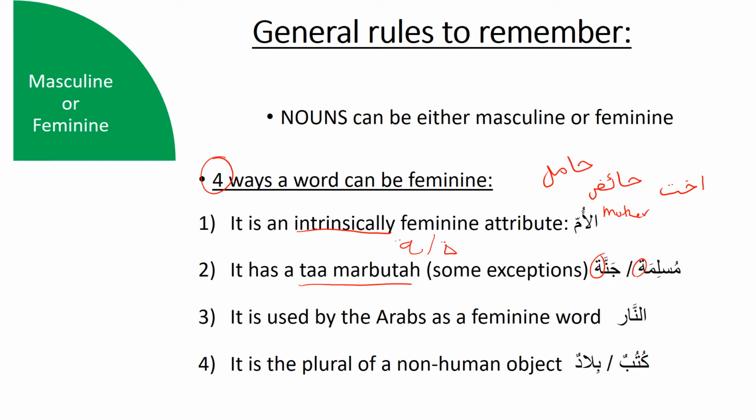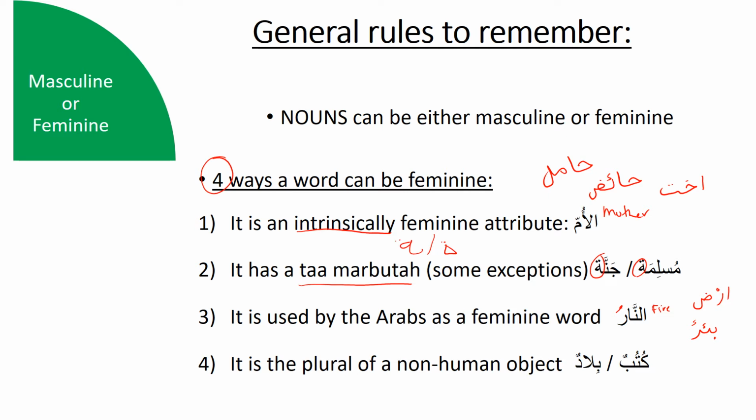Number 3, it is used by the Arabs as a feminine word. For example, an-nar. Nar means fire. It's used as feminine even though it doesn't have a ta marbuta on it or anything. We still consider it as a feminine word. The word ard, ardun, earth. What else? Bi'run means well, etc., etc.